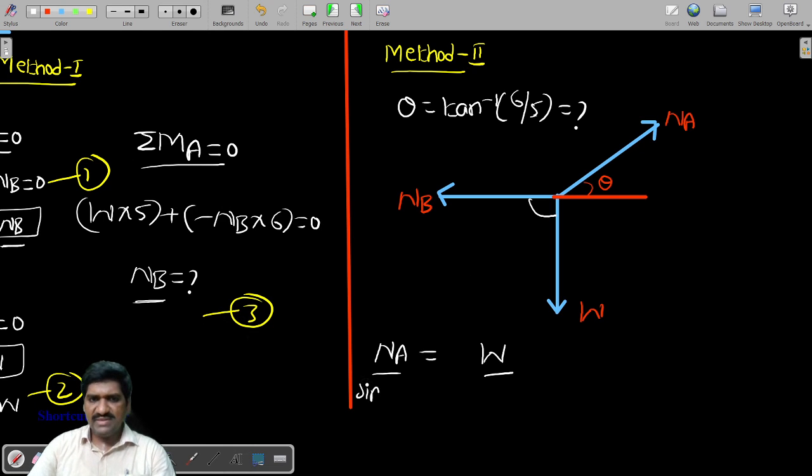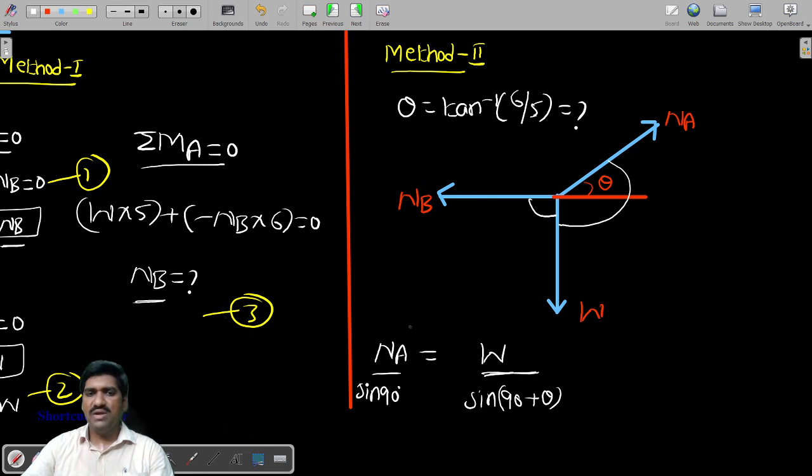I am taking this one as sine 90, all of you. Definitely. So W divided by the sine of the angle between these two. What is the angle between these two? We can take it as definitely sine of 90 plus theta. This is the picture. Now if you equate these two, you can bring out the value of NA or not. In one single step you can get the answer.